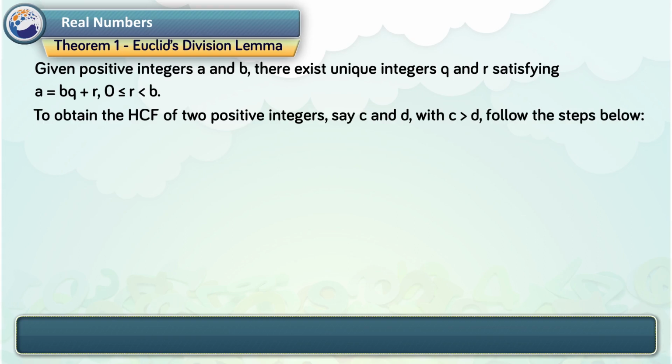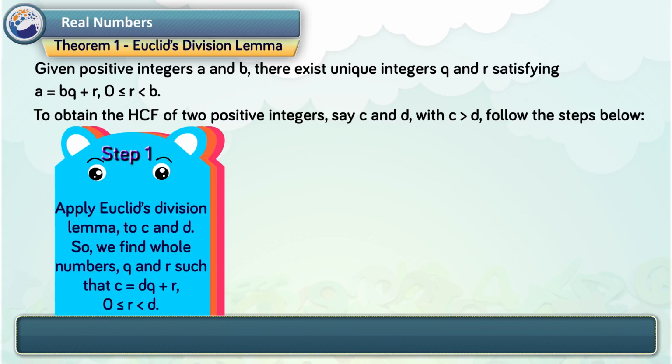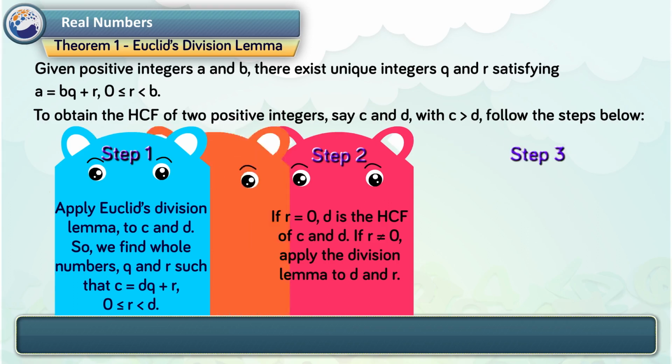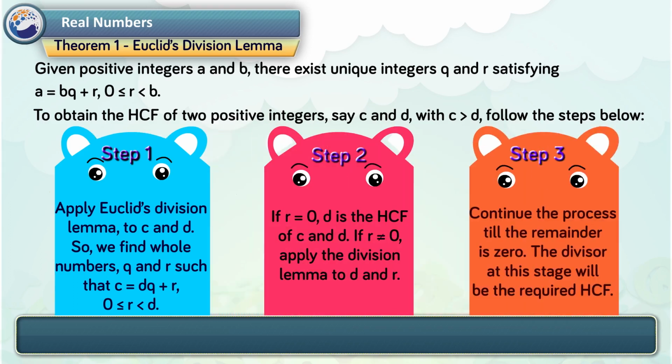Step 1. Apply Euclid's division lemma to c and d. So we find whole numbers q and r such that c = dq + r, 0 ≤ r < d. Step 2. If r = 0, d is the HCF of c and d. If r is not equal to 0, apply the division lemma to d and r. Step 3. Continue the process till the remainder is 0. The divisor at this stage will be the required HCF.